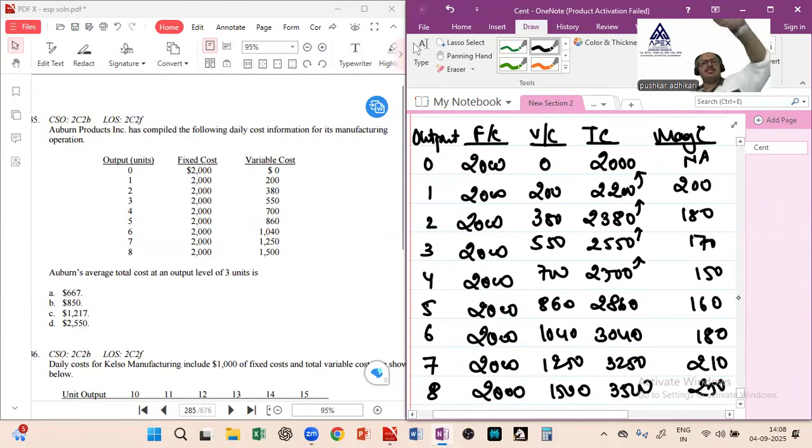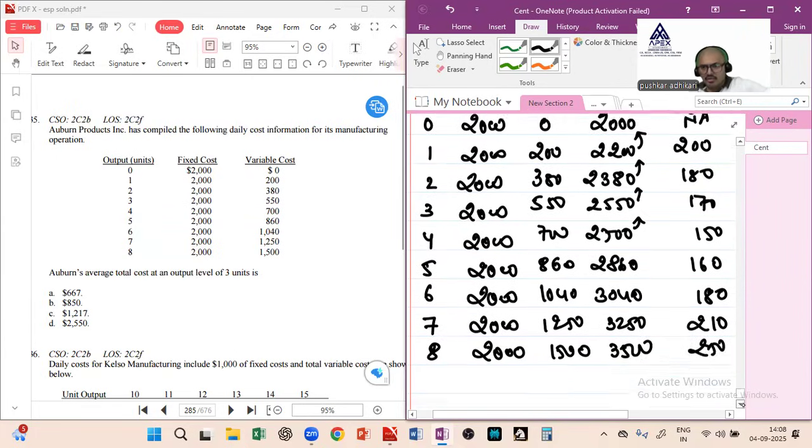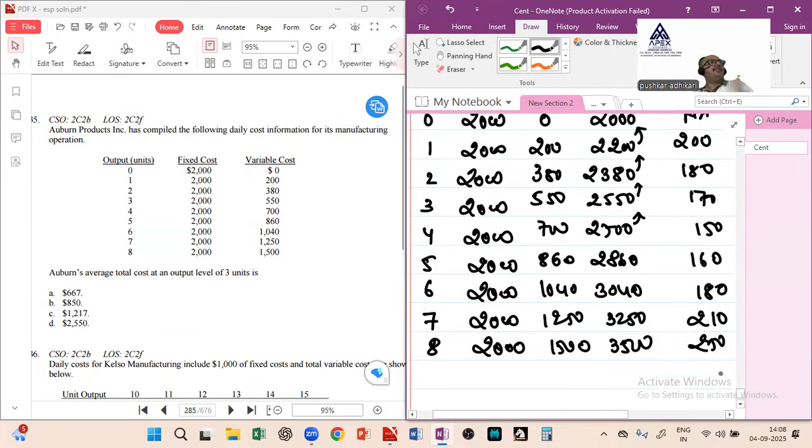For the first unit it is 200, for the second unit it is 180, for the third unit it is 170, fourth unit 150, fifth unit 160, sixth unit 180, seventh unit 210, and eighth unit 250. What did I revise over here? The marginal cost concept. That's all I care about.